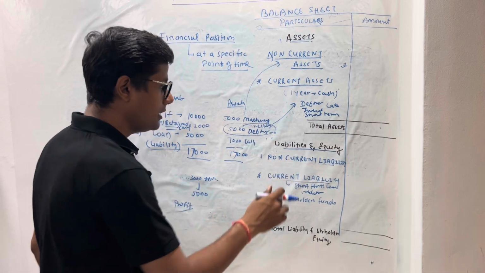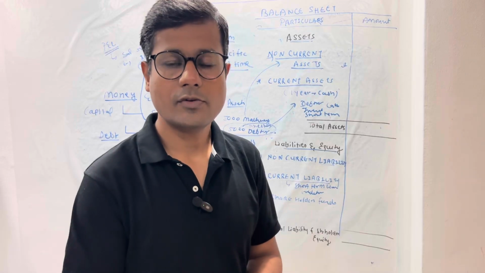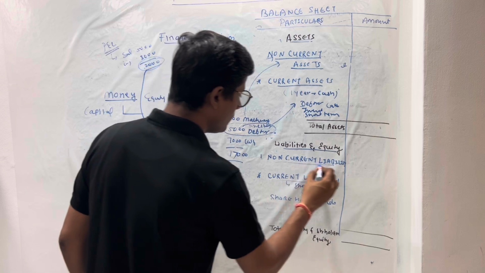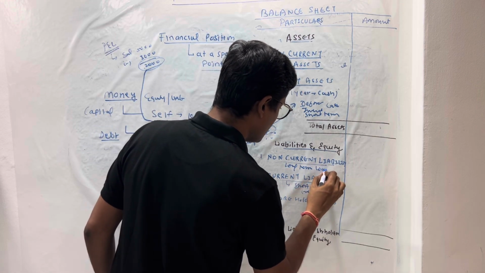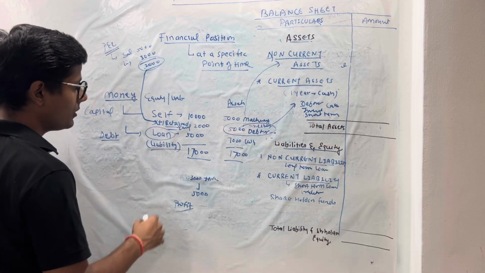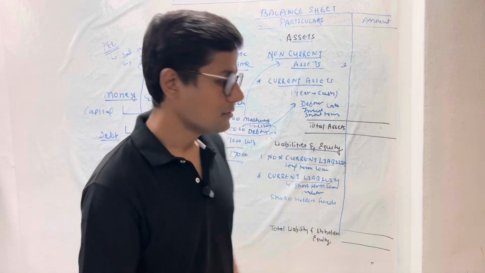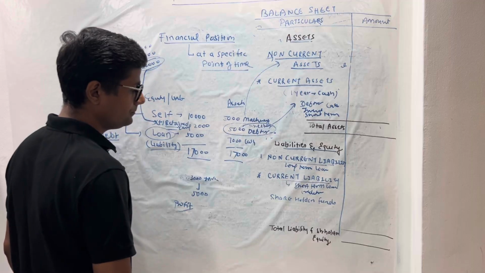What are non-current liabilities? Non-current liabilities are something which can be paid after 1 year, right? So your long-term loan, any long-term loan, will be coming under this. In this case, let's say this $5,000 loan which you have taken has to be paid after 3 years. So that will be classified as a long-term loan, coming under non-current liabilities, right?